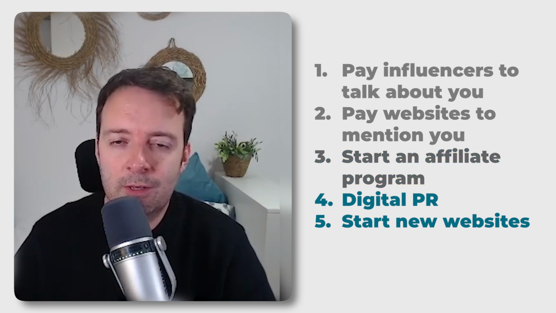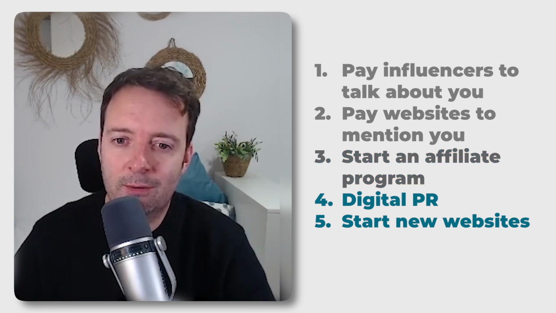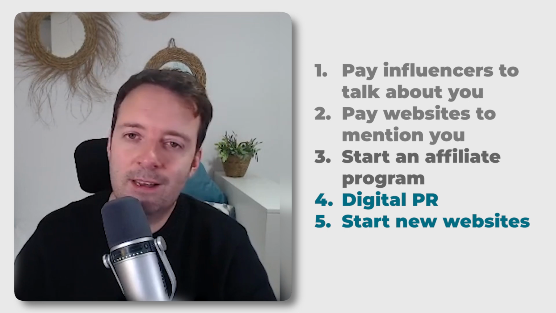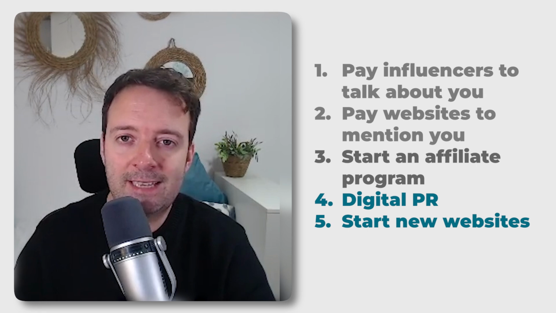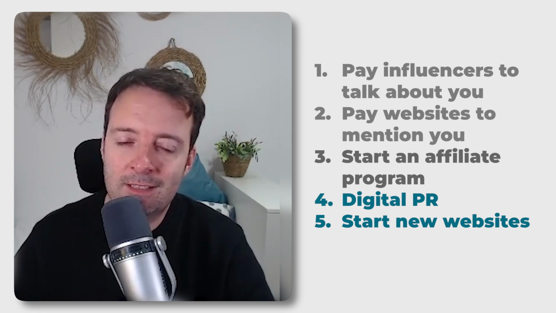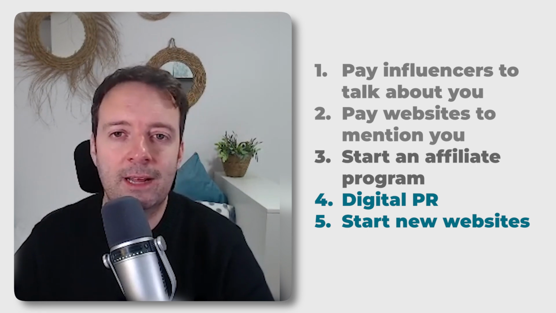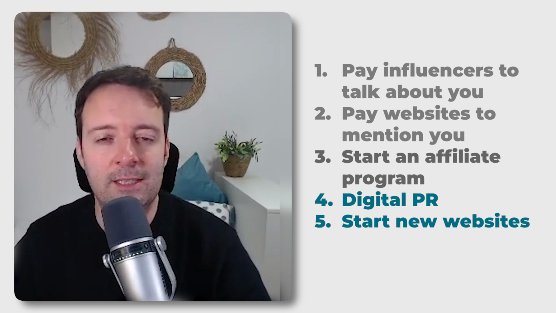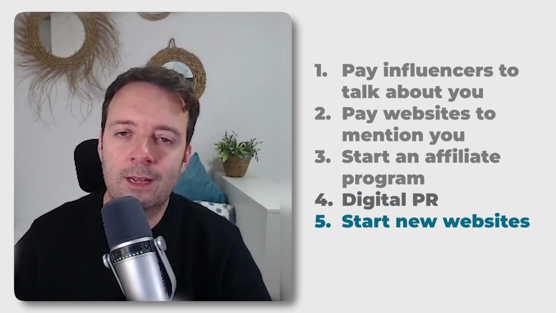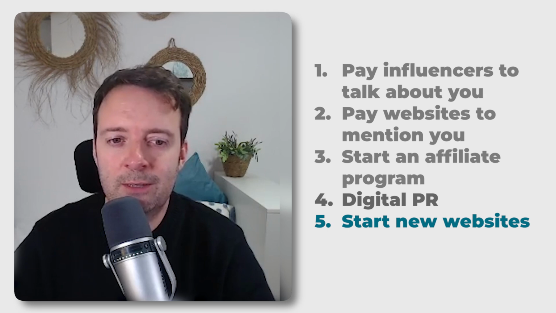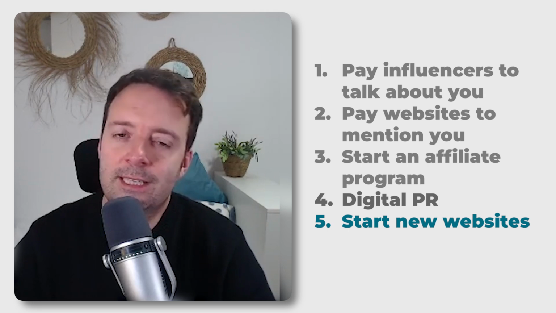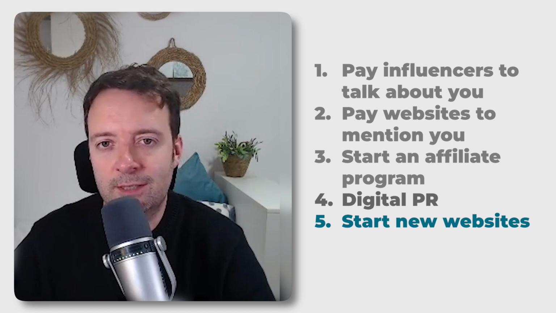Number 3, you could also start an affiliate marketing program. That way, content creators will naturally start selling your product, and all you have to do is pay them a commission when they make a sale, not before. These content creators will often mention your brand around the web, on Twitter, on LinkedIn, on their websites, and on YouTube. Number 4, digital PR. Digital PR can be a great way to get your name out there by getting your brand mentioned in an online publication and on social media.